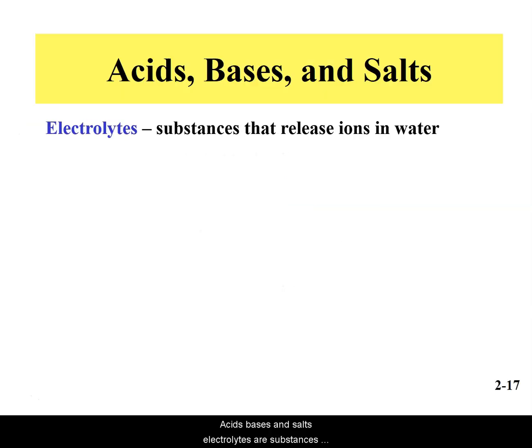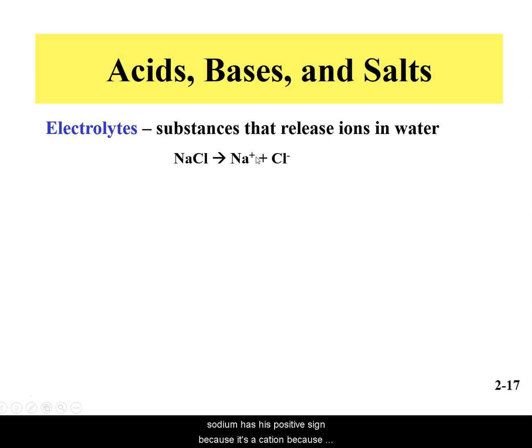Acids, bases, and salts. Electrolytes are substances that release ions in water. That's the dissociation by water into components of cations and anions. Electrolytes can conduct electrical currents while in solution, and that's the definition of electrolytes. And we've already talked about sodium chloride before.